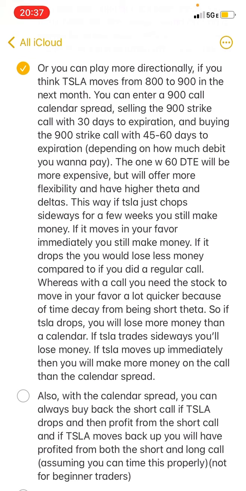So if you do the long call with 45 days to expiration, that's going to be a little bit cheaper than doing the one with 60 days to expiration. Anytime, the longer out you go, the more expensive it's going to be.